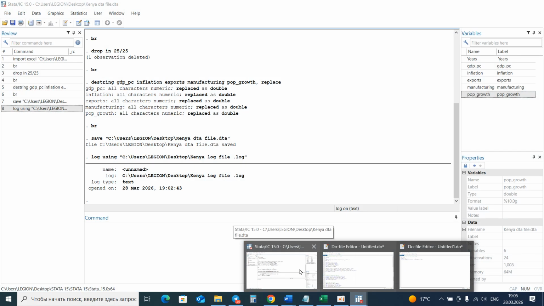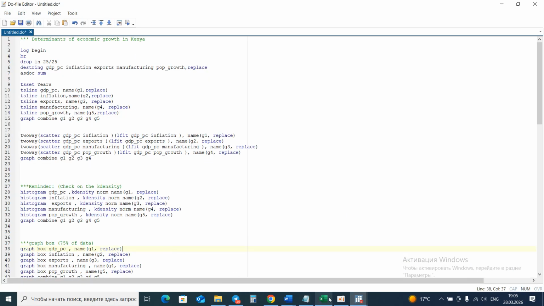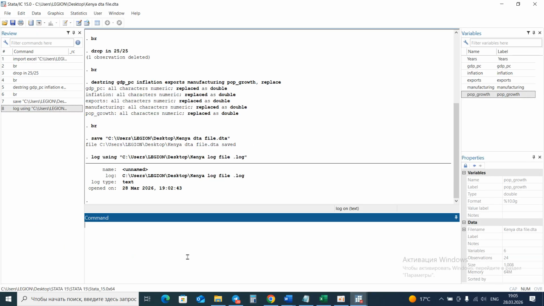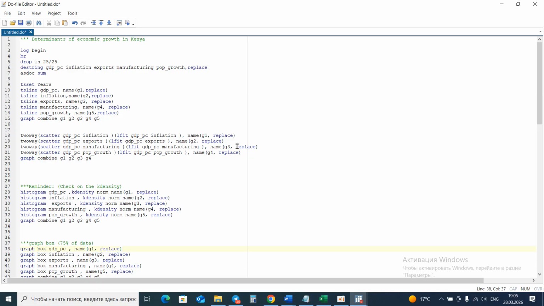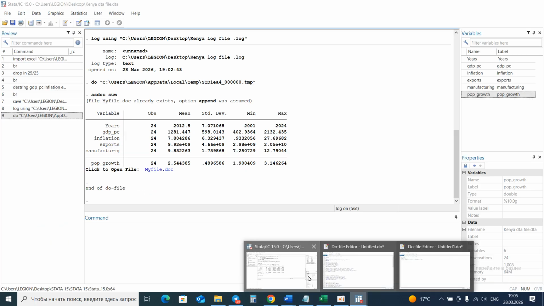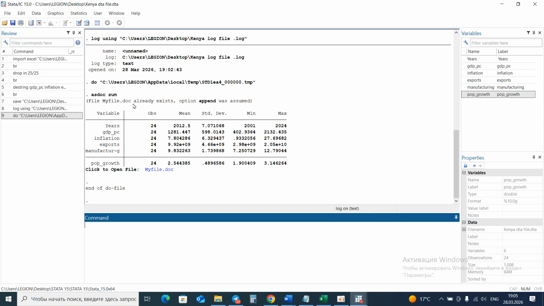Actually, instead of writing commands here, we have another option, that is going to our do file and choosing our command and executing the selected command. As you can see, it's already been given a command here, although we didn't write it here.